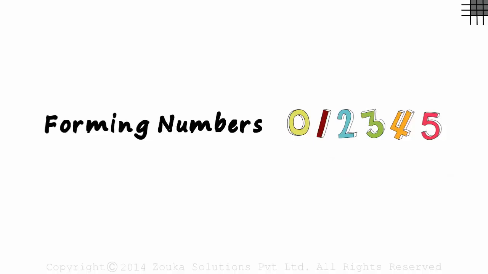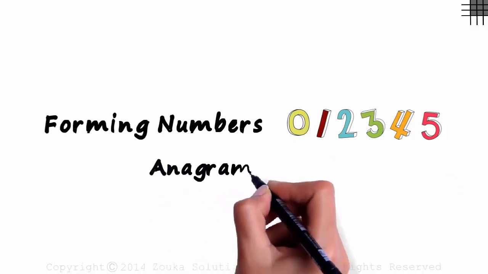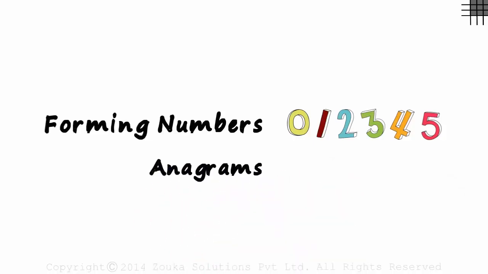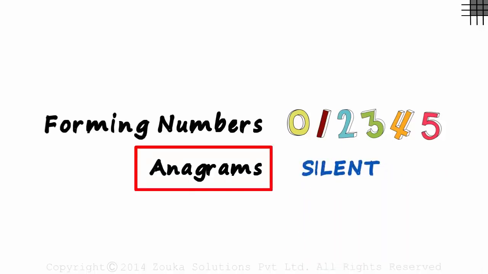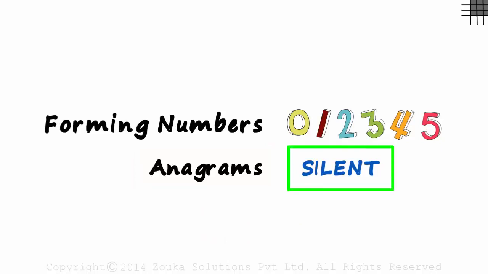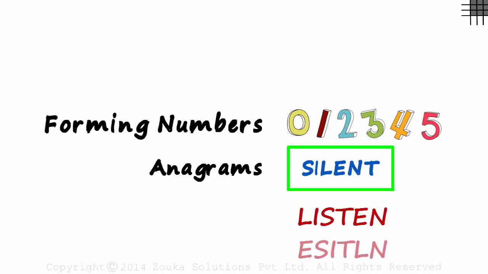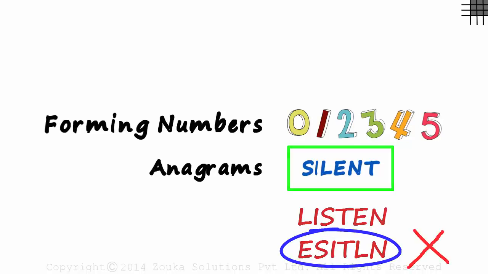Next, we might be asked to form anagrams. Here, we will be given a word like silent, and asked for the number of anagrams we can form with these 6 letters. An anagram of a word can be formed by simply rearranging its letters. An anagram of silent would be listen. Another anagram would be ESITLN. What does it mean? Nothing.